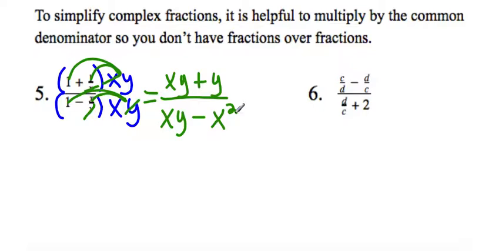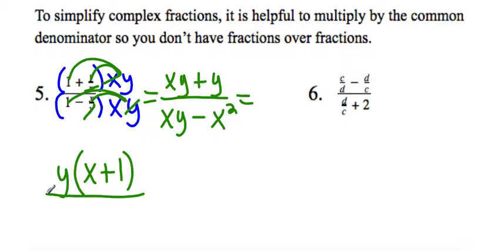Now, we want to finish factoring to see if anything else will cancel out of this. So in the numerator, these both have a y. So we'll take out a y, which leaves us with x plus 1. And in the denominator, they both have an x, so we can factor out an x, which leaves us with y minus x. And nothing factors out of that, nothing cancels, so that's as good as it gets.